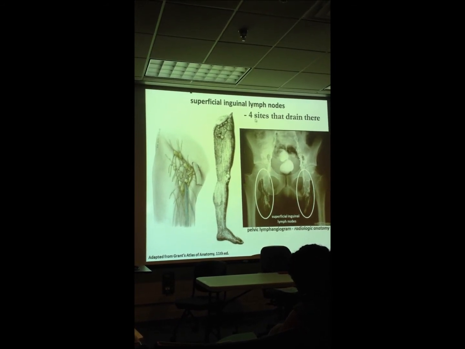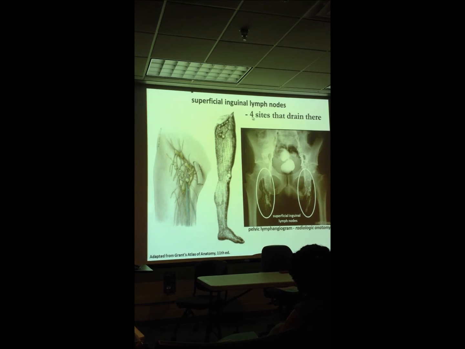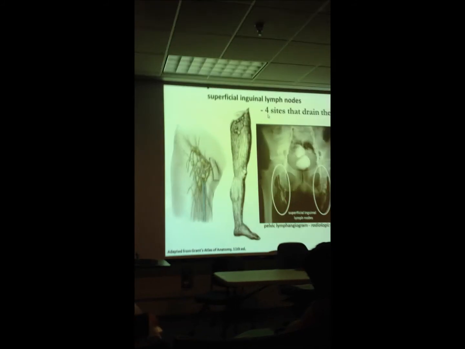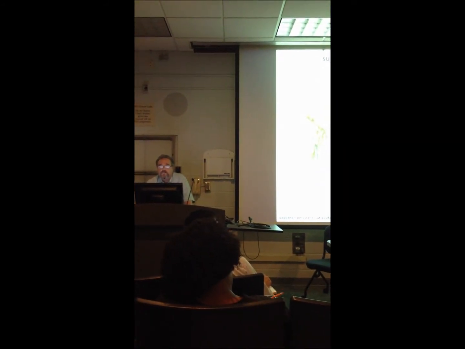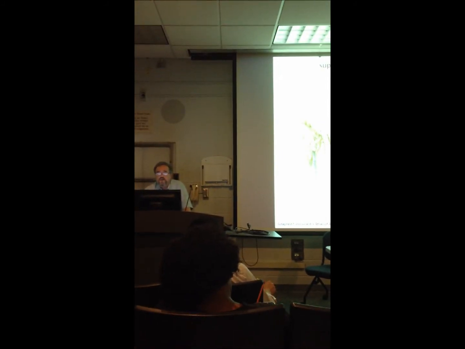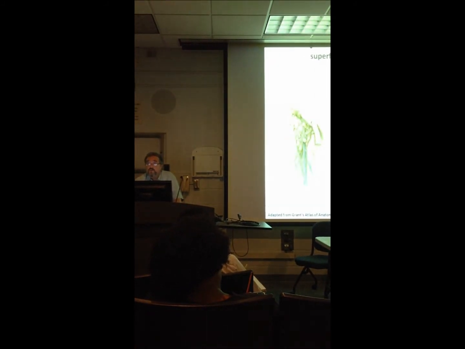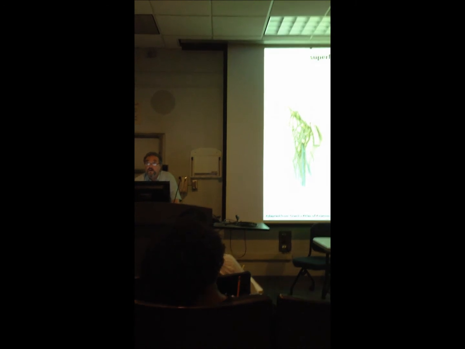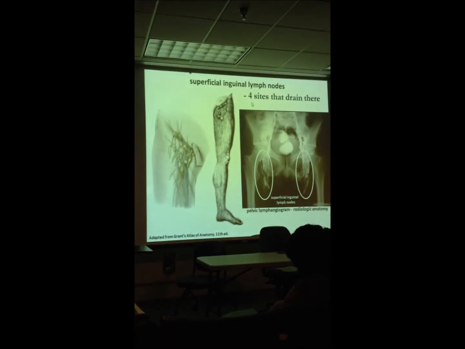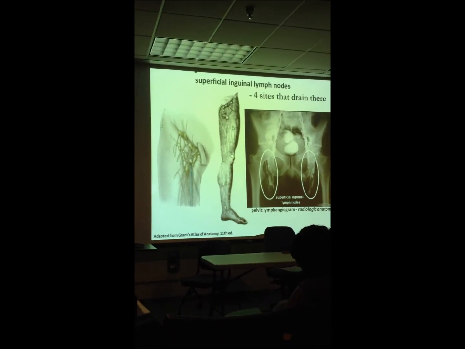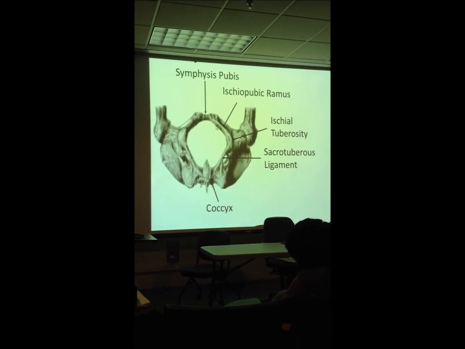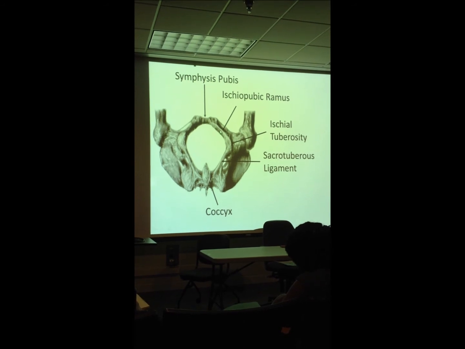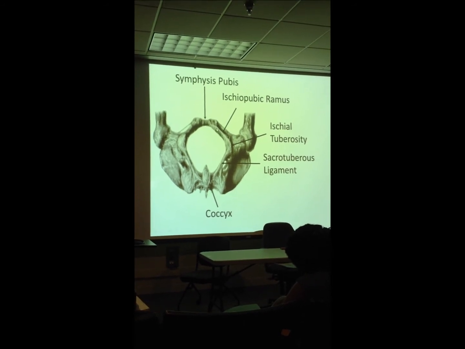So, 4 things. Scrotum, uterus, lower end of the rectum and anus, lower end of the vagina. 1, 2, 3, 4. Right? Got them? Good. Are all going to drain in there. Then we moved on. Well, actually, we started with this.